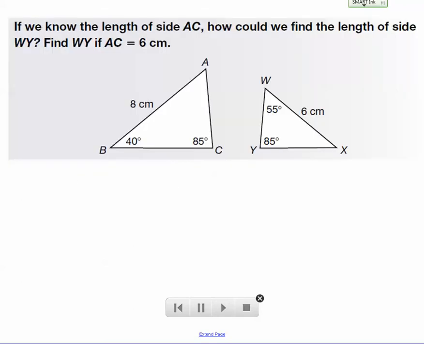And last thing, let's use this information and we can figure out lengths of missing sides. So if we know the length of AC right here, how could we figure out the length of WY? Well, since I know these are similar triangles, I've got 40, 55, and 85 degree angles, 40, 55, and 85 degree angles, I can use a proportion to solve for WY if I knew AC.